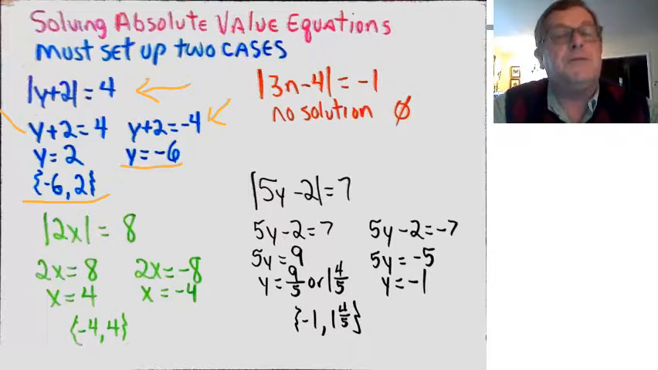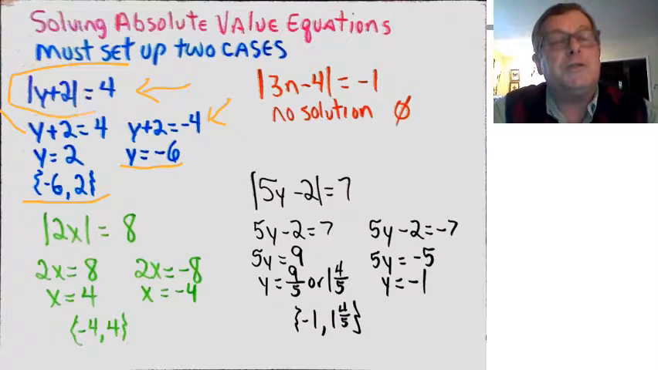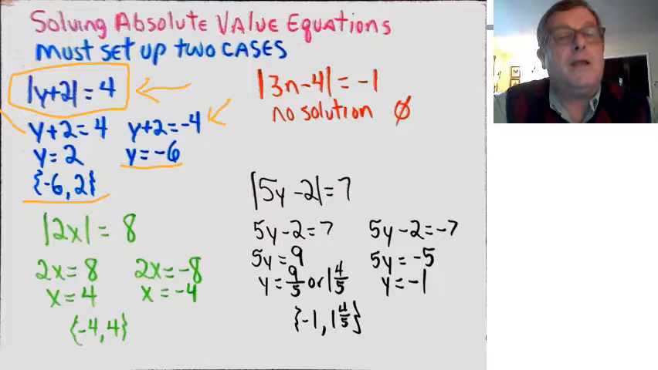Now, if I were to substitute that back into this original equation, just to show you what I mean, let's say y equals negative 6. Well, negative 6 plus 2 equals negative 4. That's the absolute value of negative 4, which is positive 4, and so 4 equals 4. And if I substitute 2 in for y, 2 plus 2 is 4, the absolute value of 4 is positive 4, 4 equals 4. And so both cases satisfy and make that equation true.